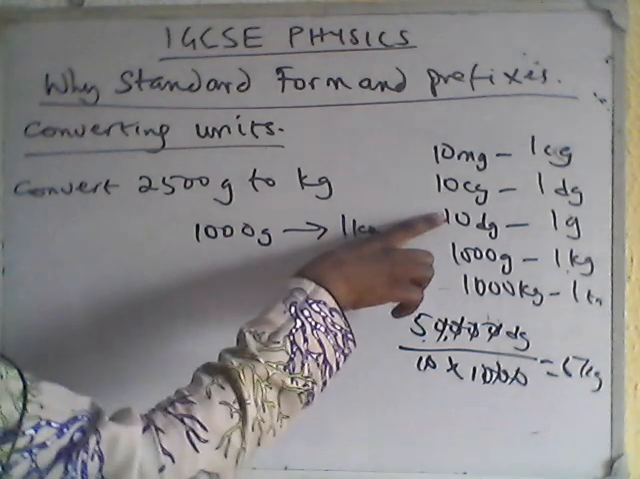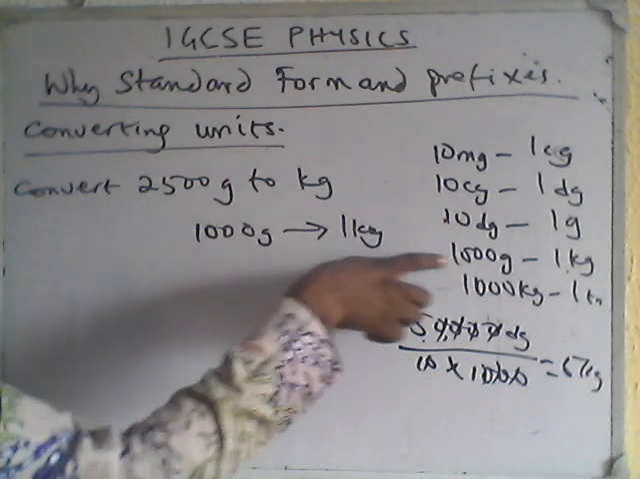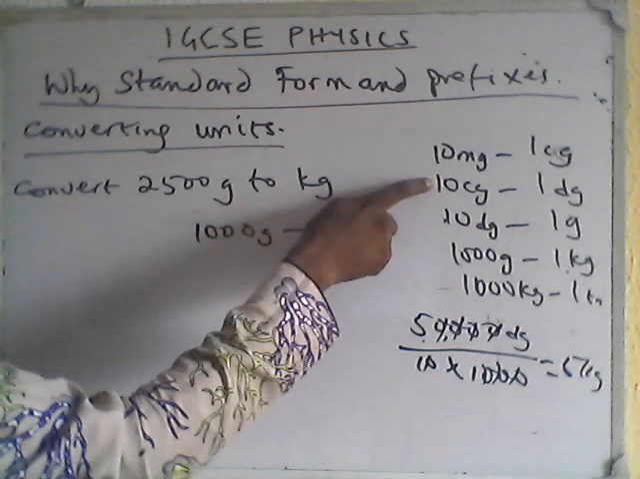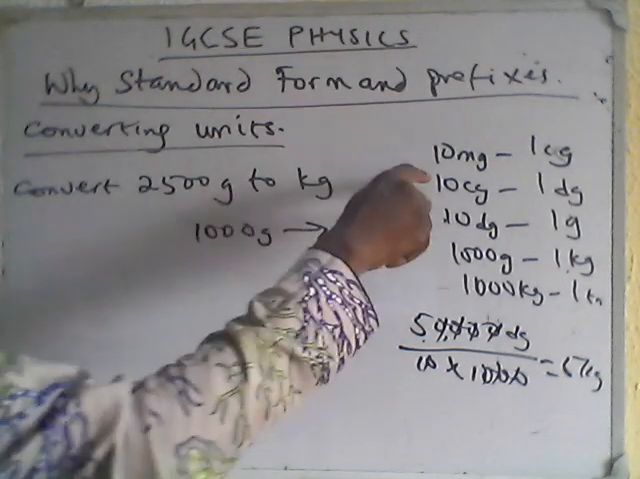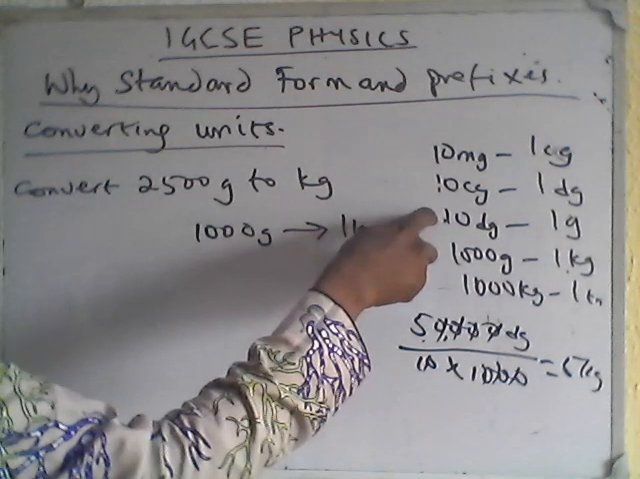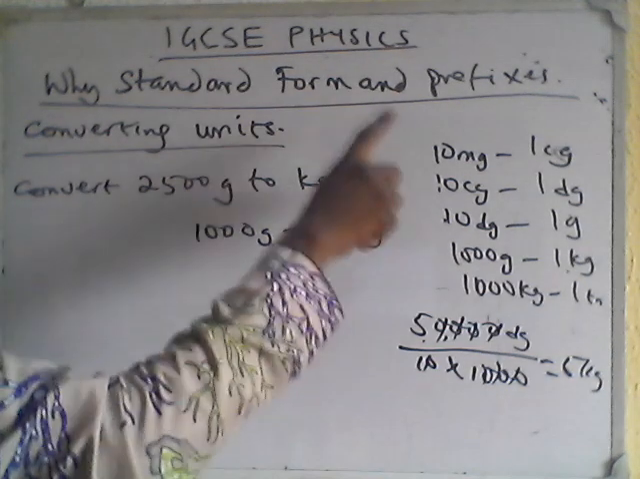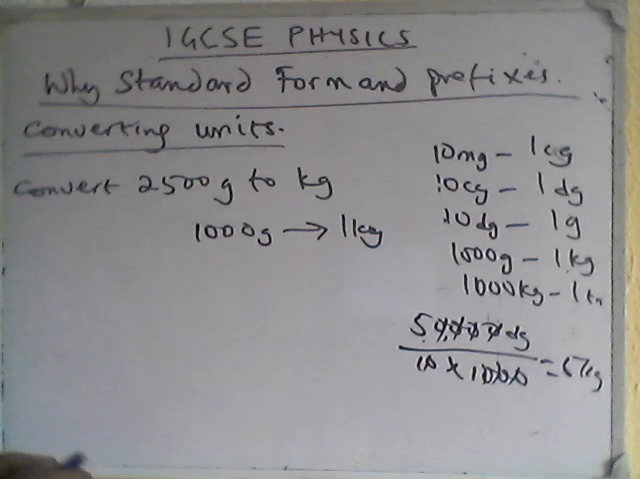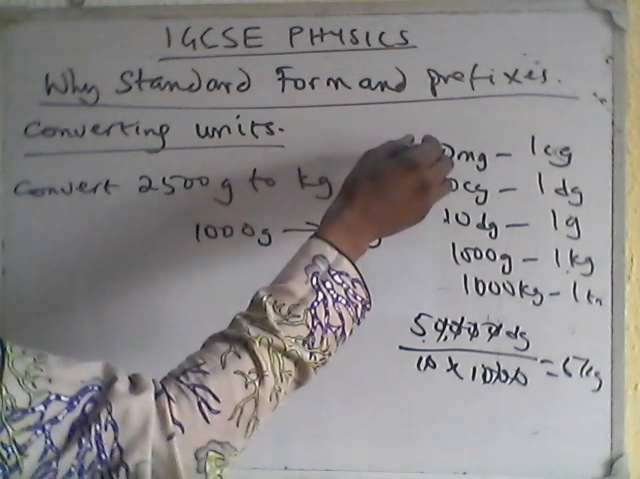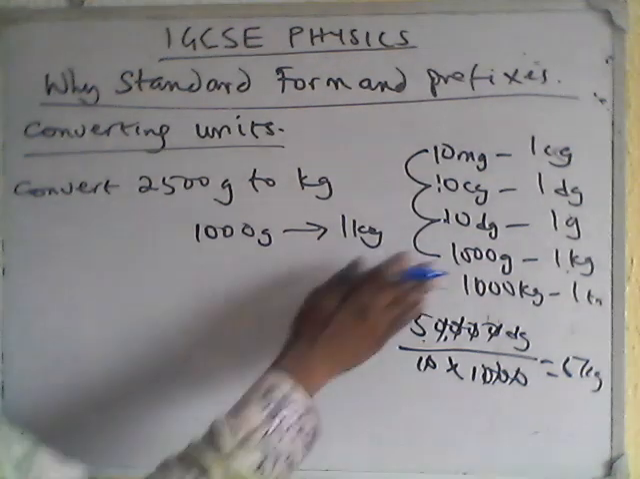If you are given a value in decigram, divide it by the product of these two to get it in kilogram. If you are given centigram, to convert to kilogram, divide that value by the product of this and this, to get your value in kilogram. And if you are given milligram, divide the value in milligram by the product of this, to get that. I hope it's clear.